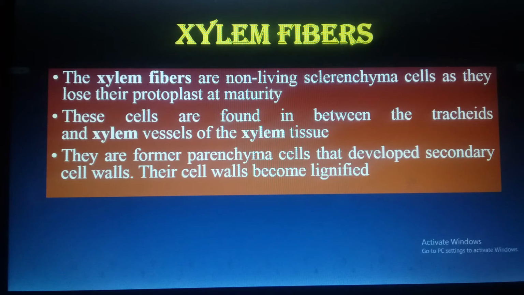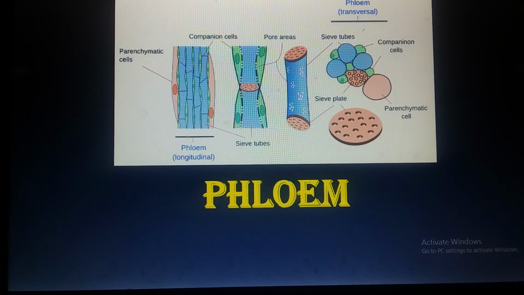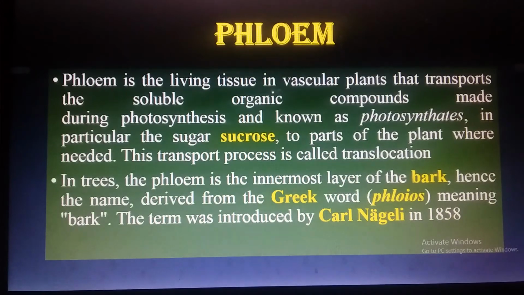Is it clear? Now I'm moving towards the phloem. What is phloem basically? Phloem is the food conducting tissue, the second compound tissue of the vascular bundle. You can see here the number of cells, which I will explain one by one. So what is phloem?